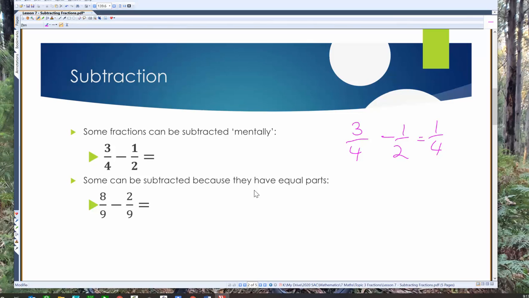Some can be subtracted because they have equal parts already. So this is 8 parts out of 9, and I remove 2 parts out of 9. What am I left with? I'm left with 6 parts out of 9. So again, this is like a cake, and the cake has 8 parts out of 9 still available, and someone comes along and takes 2 parts of those 9 parts. I'm left with 6 parts out of 9, or divide by 3, 2/3.